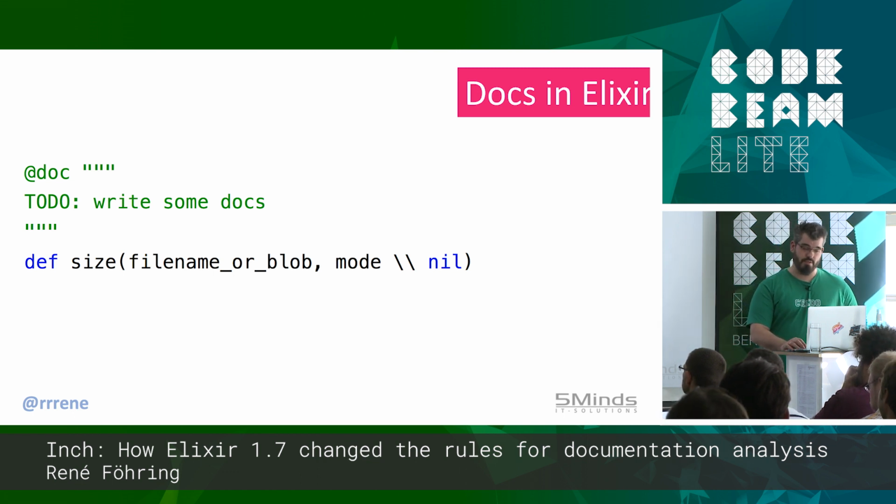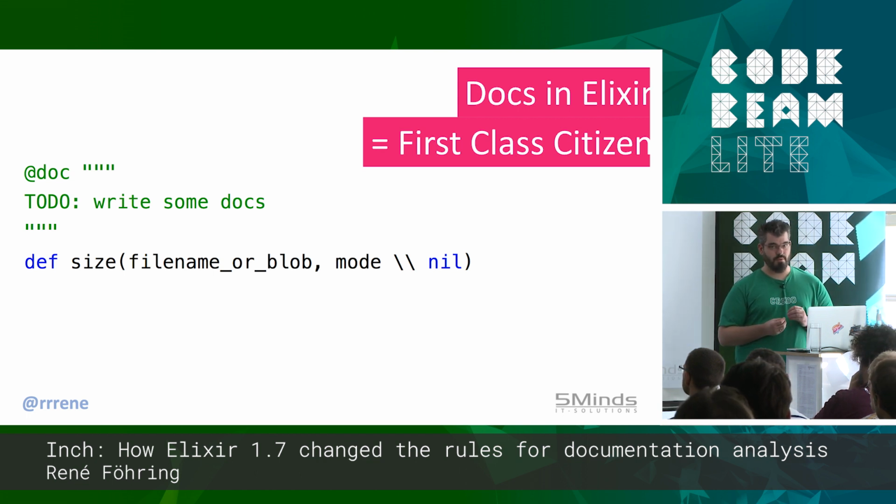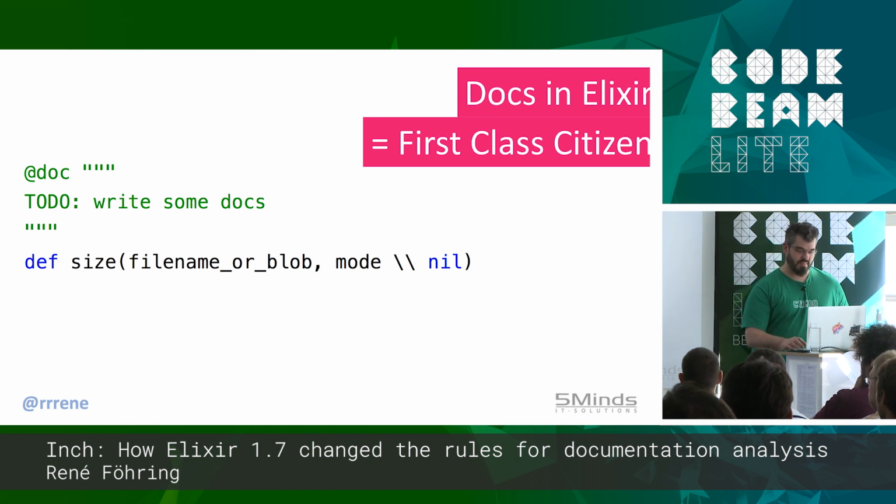One thing you can notice here is that docs are treated as first-class citizens in Elixir with clear rules. Documentation can be given for modules, functions, including macros and callbacks, as well as types. There is no documentation for private functions for pretty much the same reasons that there are no tests for private functions, because these are implementation details that can and should be easy to change.